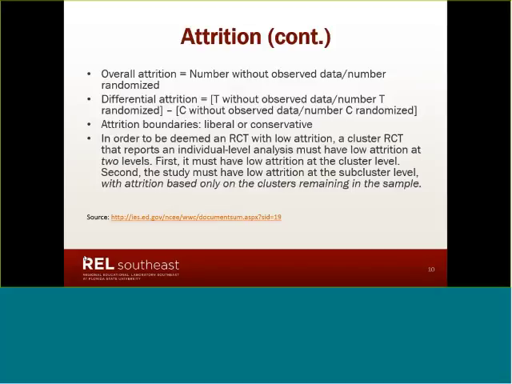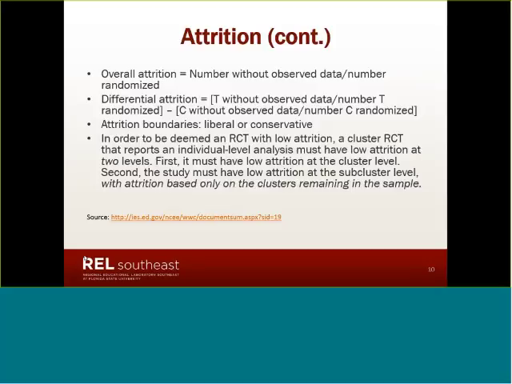So overall attrition is equal to the number without observed data divided by the number that's randomized. The differential attrition is the difference between the treatment group without observed data divided by the number of your treatment group randomized, minus your control group without observed data divided by the number of your control group randomized.